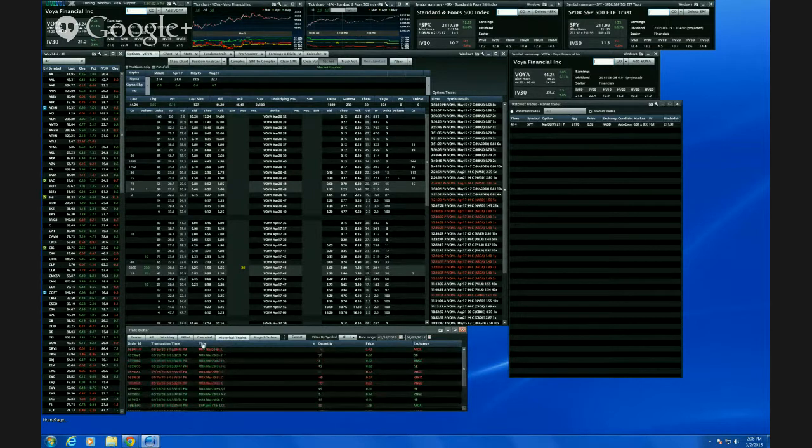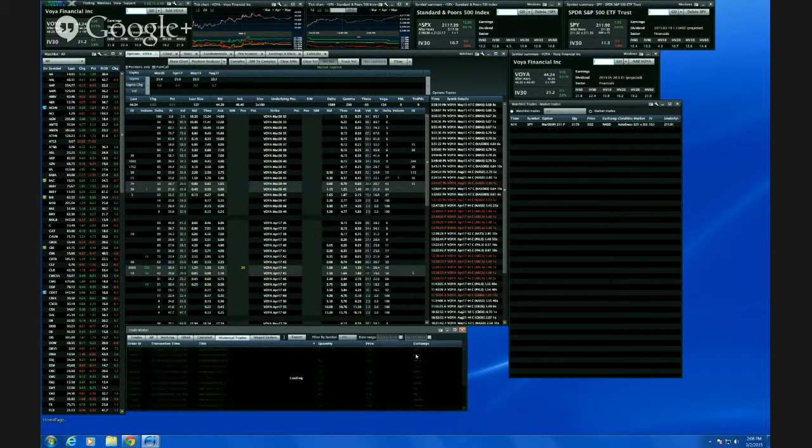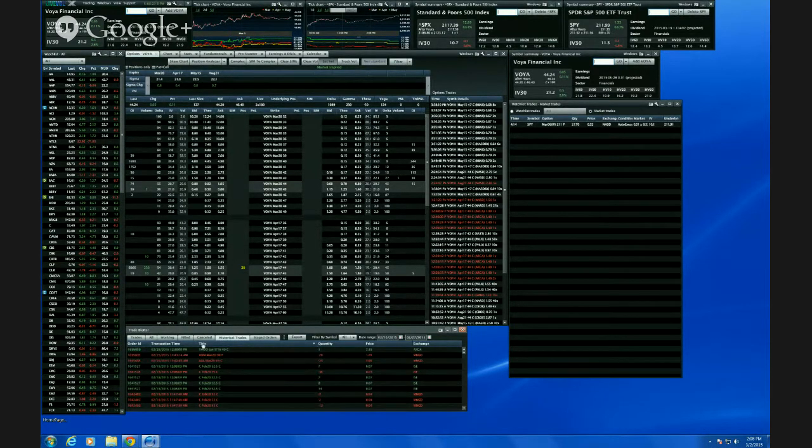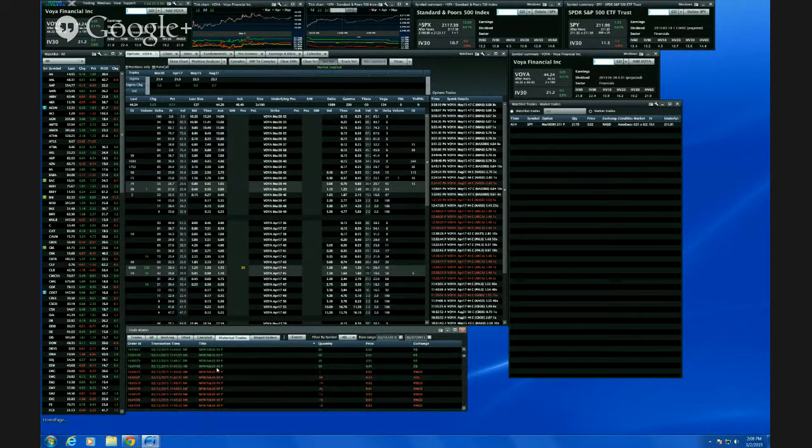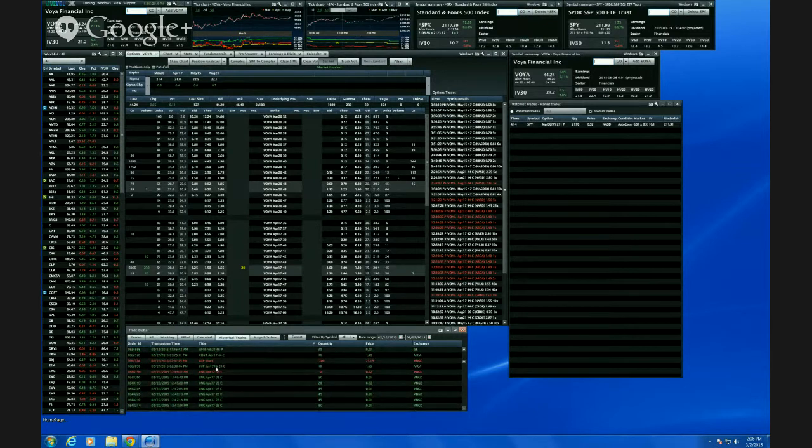Then I'll click on this. So if you see VOYA, I bought 10 for 2. I don't know why it's not showing up. I'm going to load it up again. Right, so you see this 10 lot, basically I bought 10, and then I bought another 10 today.